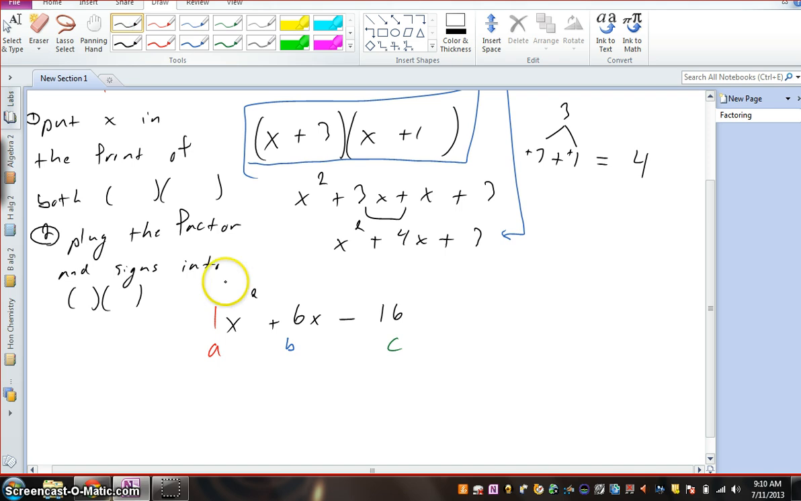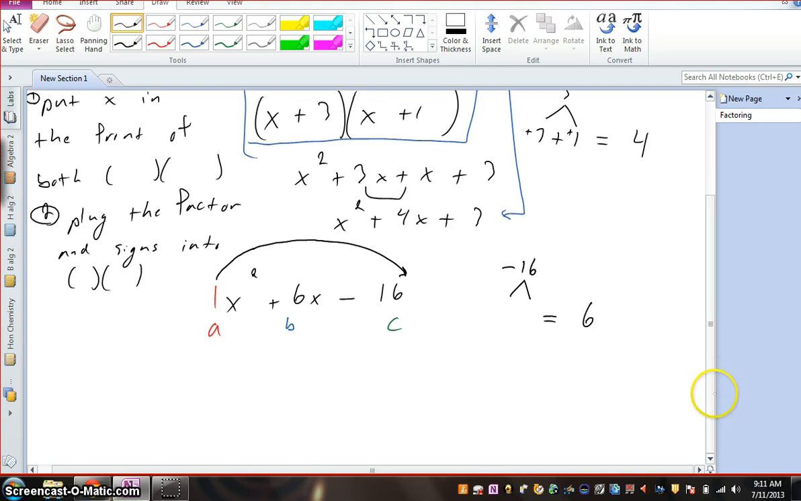So now here we go. You simply take, just like we said last time, A times C. So we've got a little factor tree up here. A times C is, notice I take this negative sign into account, negative 16. So we need to find two numbers that multiply to give us negative 16 and add to give us our B, which is going to be 6. Notice, not 6x, just 6. Now, excuse me, most of you probably can do this in your head.